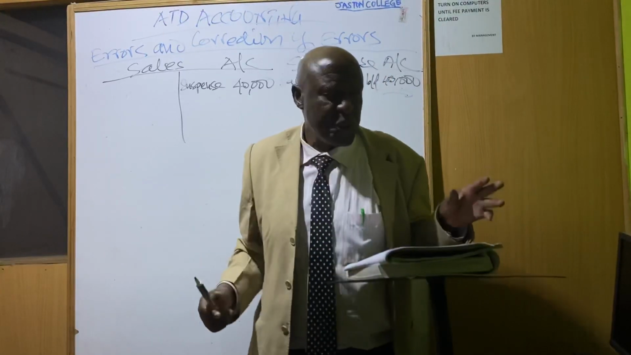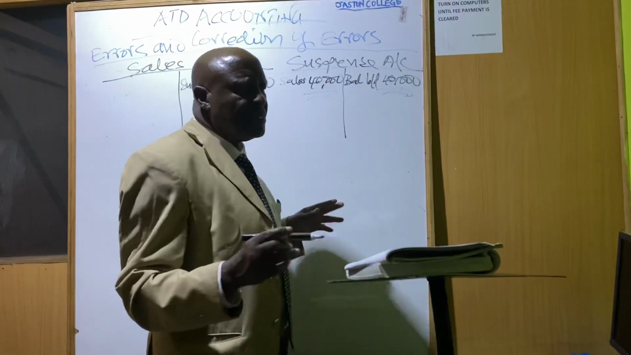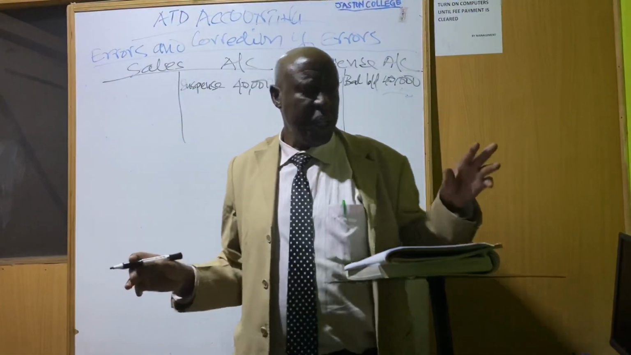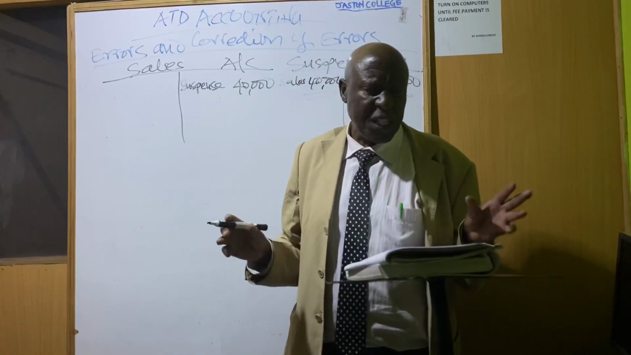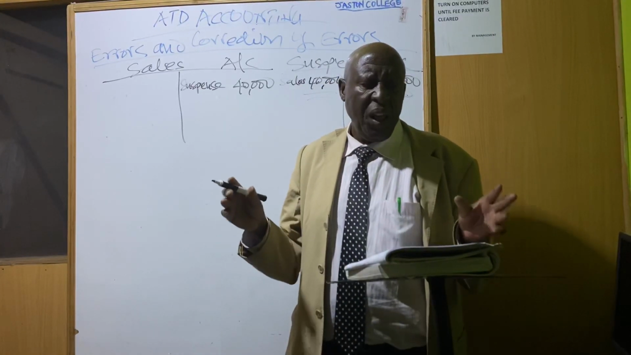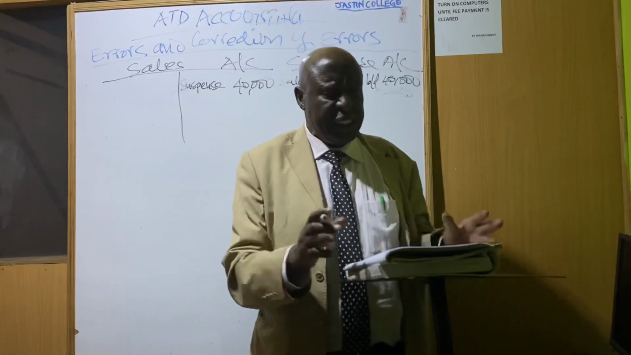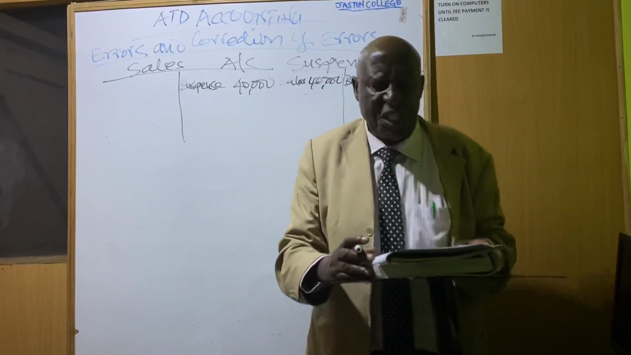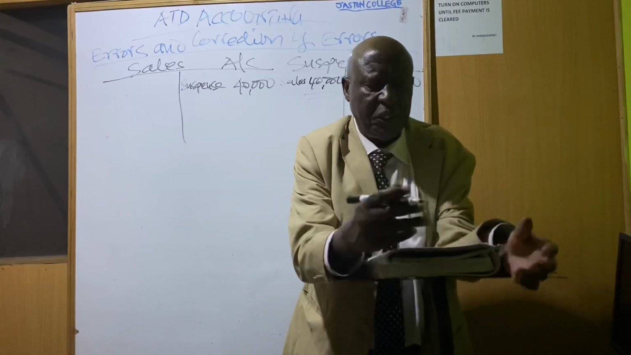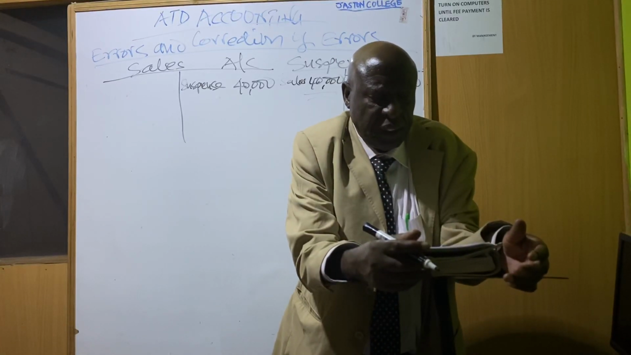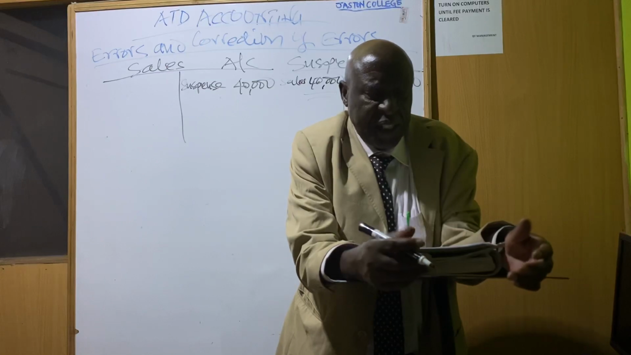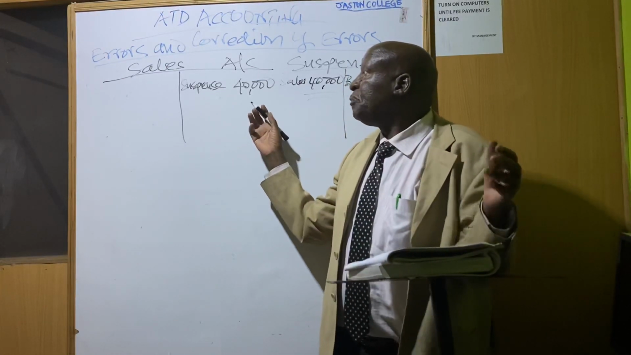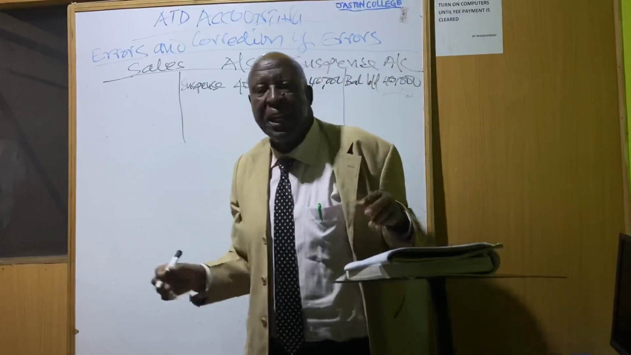So when we come to the journal, we say what I've just done is that I've debited the suspense account by 40,000 and credited the sales account by 40,000. And I've closed the suspense account. That's how you go about correcting errors.